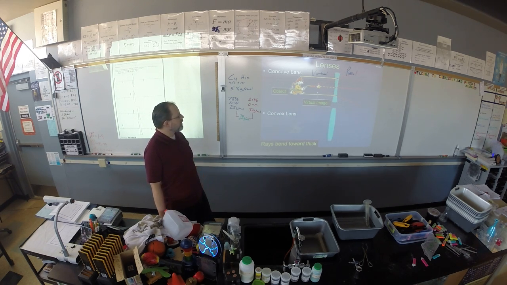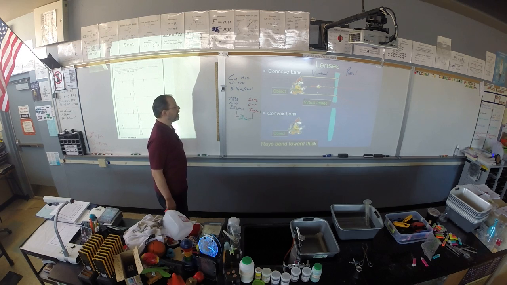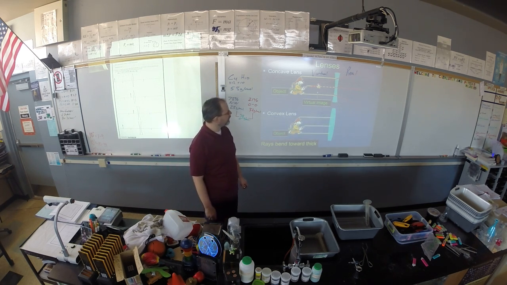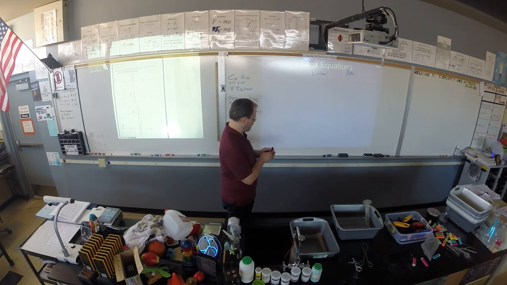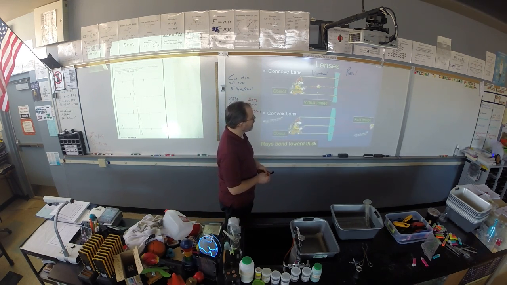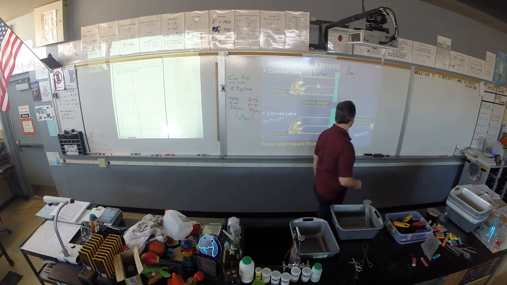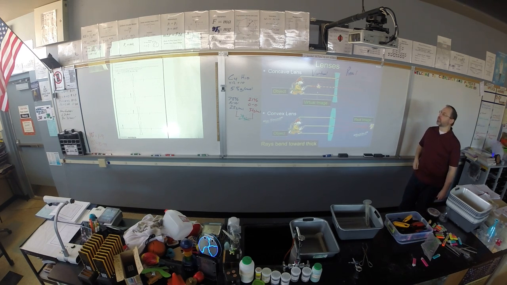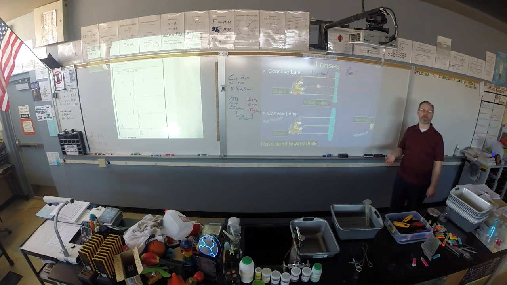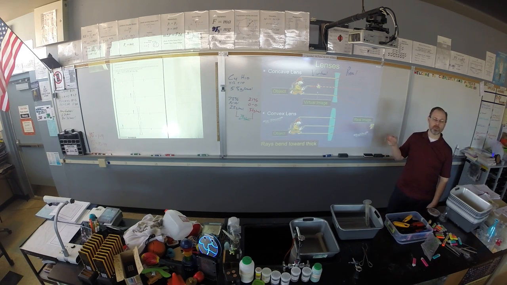Convex lenses are the ones that people usually want to use. Convex lenses, the rays go out and they converge. So if you were to classify this image, you would call this real, inverted, and reduced. And again, what kind of image you make depends entirely upon where the object is with respect to the focal point. That's what we're going to do in ray diagramming today.